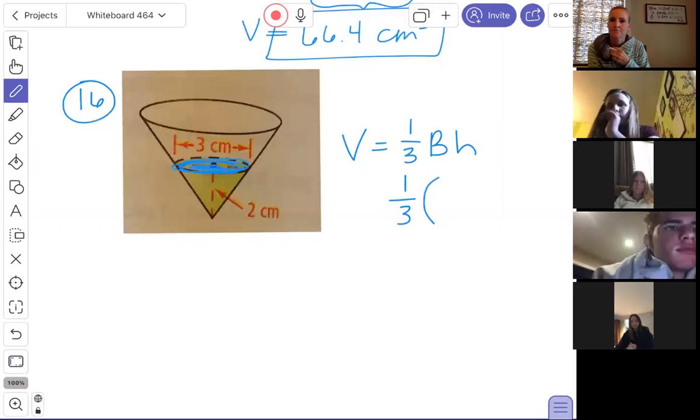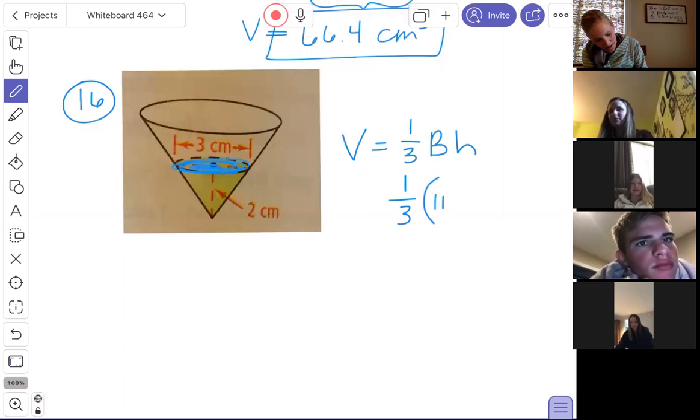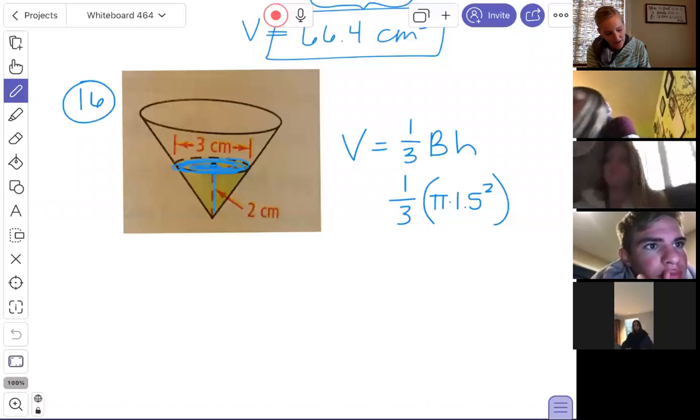3 squared times pi. No, it'd be 1.5 squared. Yes, right. So pi times the radius, so you've got to cut it in half, squared. And then your height is already given to you.